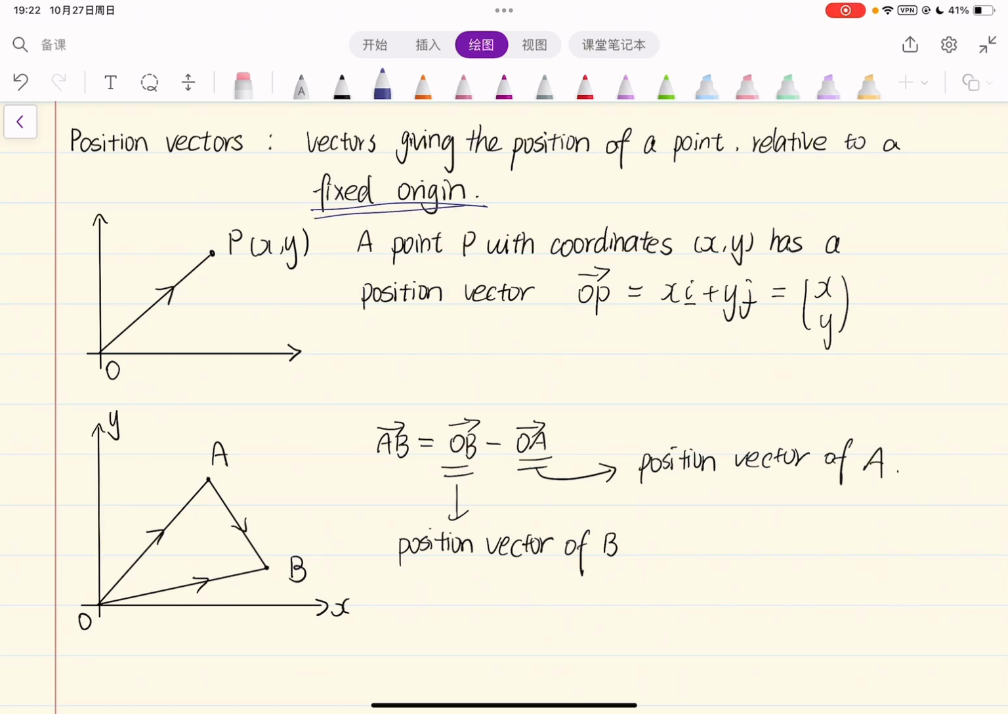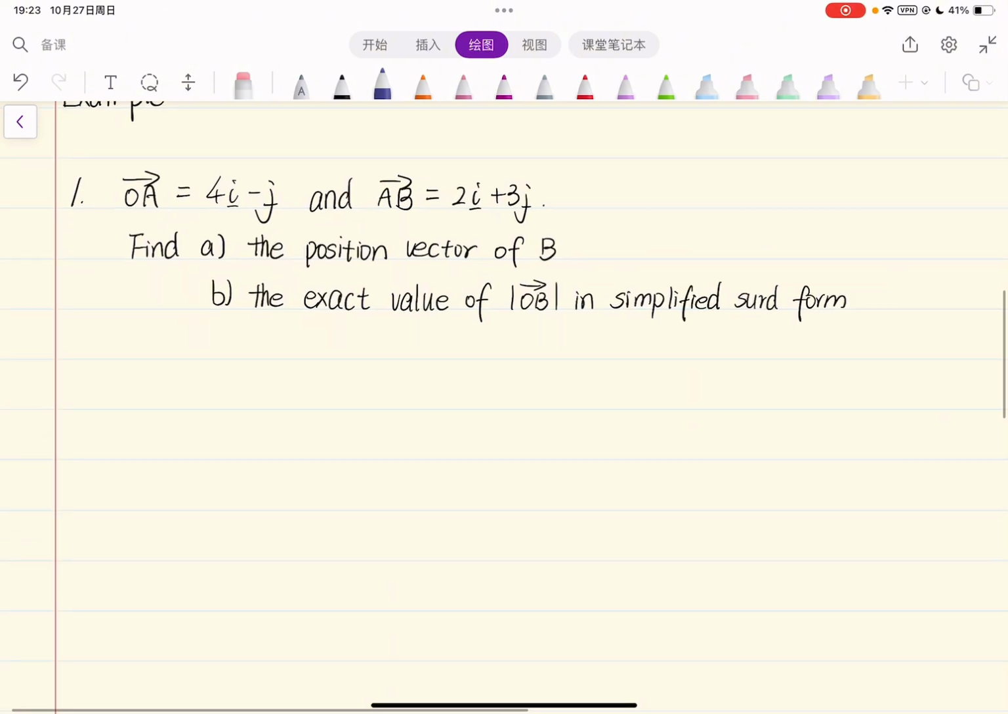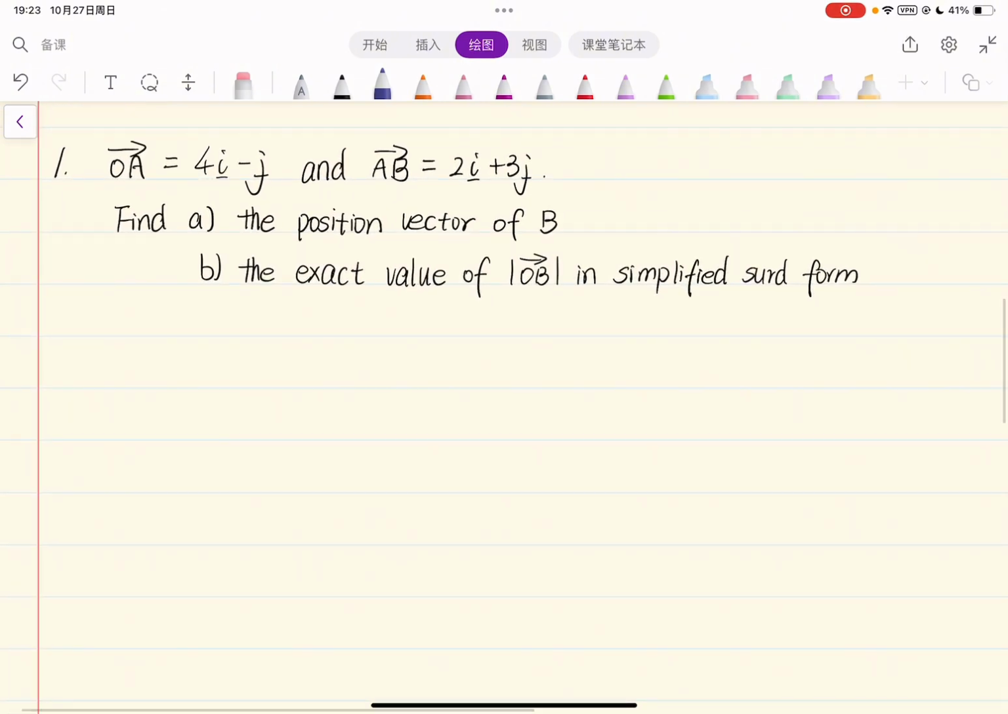Now let's do some example questions. For question 1, we have OA equals 4i minus j and AB equals 2i plus 3j. Part A asks you to find the position vector of B. Firstly, we can sketch the vector OA and the vector AB.